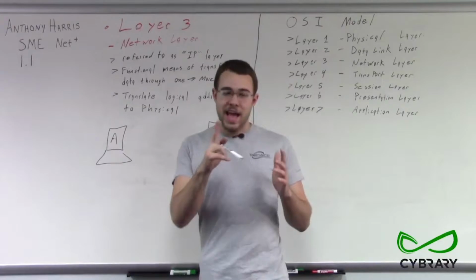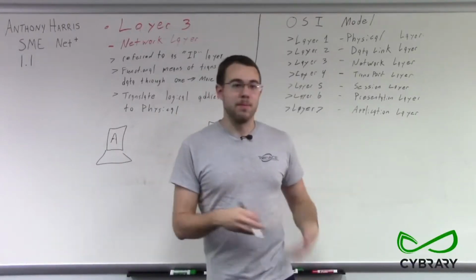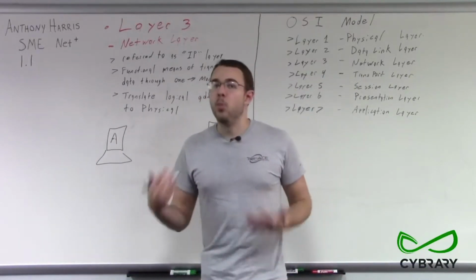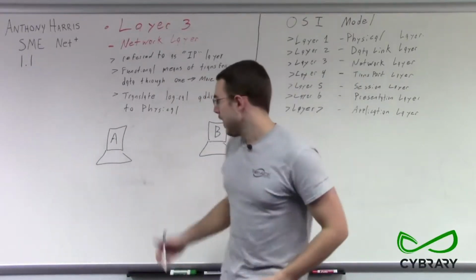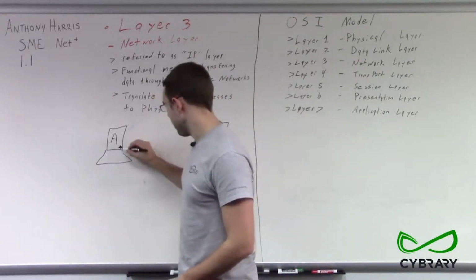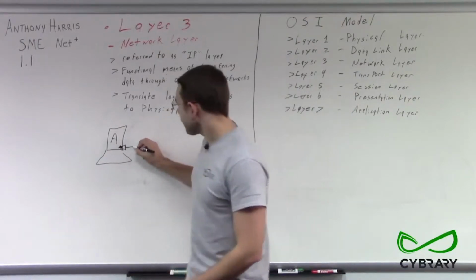Maybe we had a cable that was cut by accident. Maybe our network interface card burned out, or maybe it was ripped out of the socket. Maybe our pins are bent. Those are all layer 1 physical issues. So we have our electrical impulses inside our computer to our network interface card to our cable.